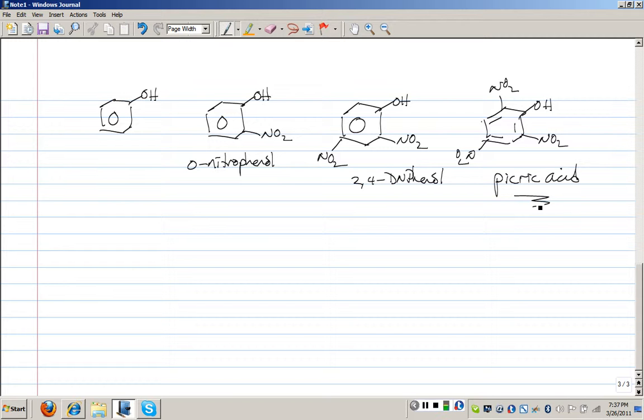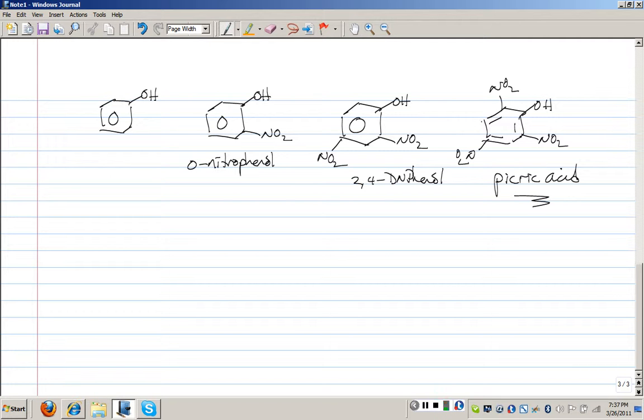And it really is quite astounding how the placement of groups that are very strongly electron withdrawing, because they do it both by induction and resonance, can make a massive difference in the Kas of these four compounds. I mean, the Kas are changing by orders of magnitude as I go from the phenol to the nitrophenol to the dinitro to the picric acid.